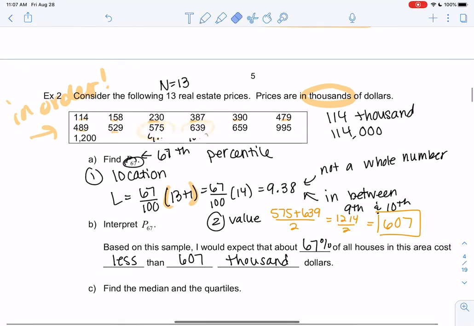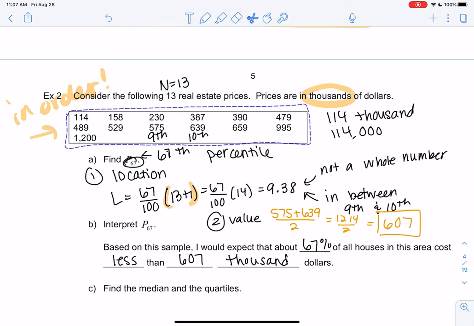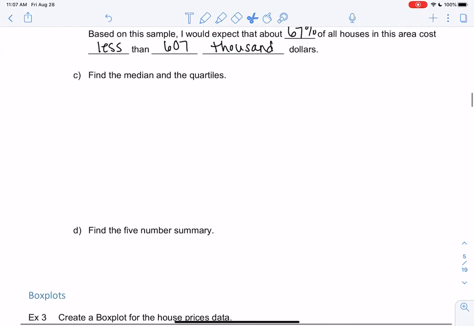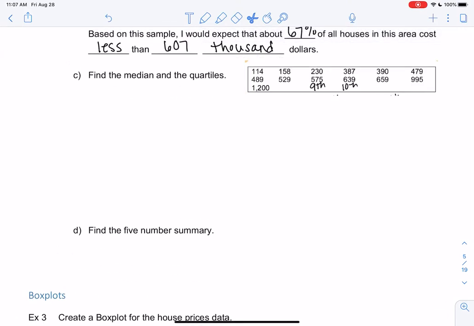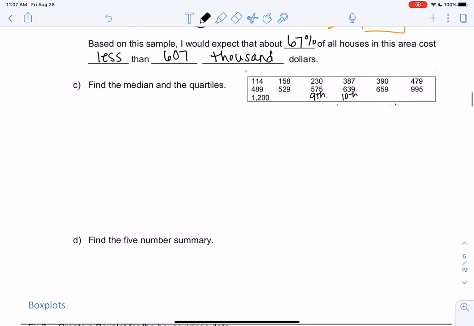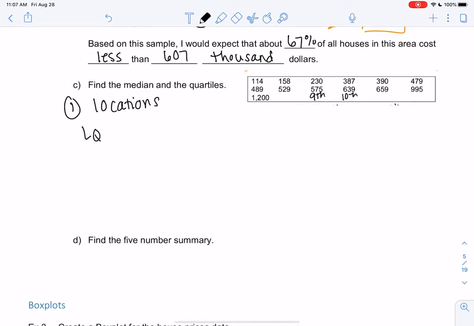So I am going to bring the list down so we can see it on the video. Squeeze it in over here. Cool. So we're going to do the same idea. I'm just going to go in order. So first we're going to find the locations: the location of Q1, the location of the median, and the location of Q3. And then we'll find the values of each of these.